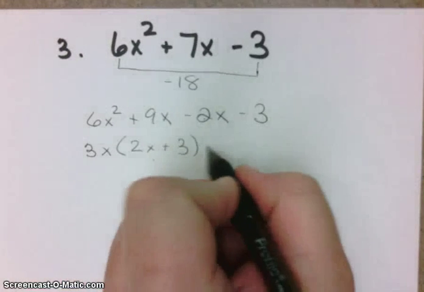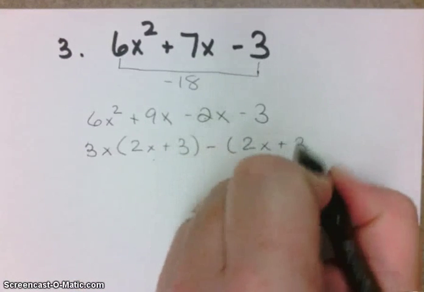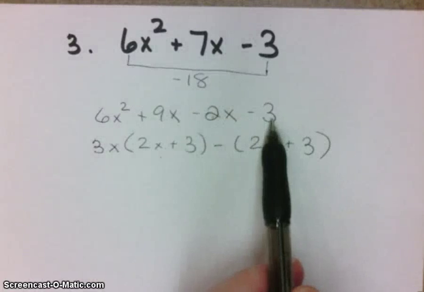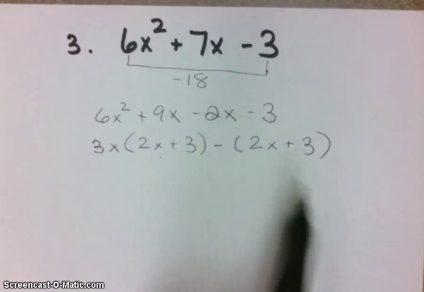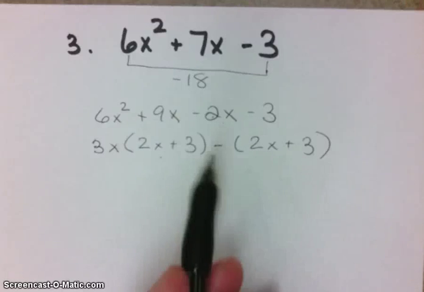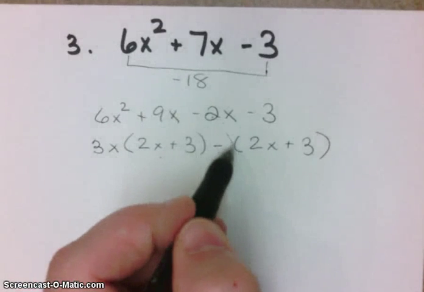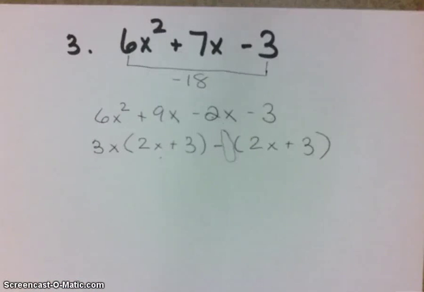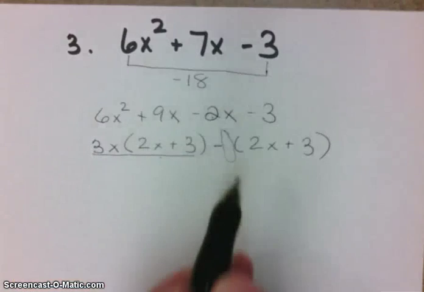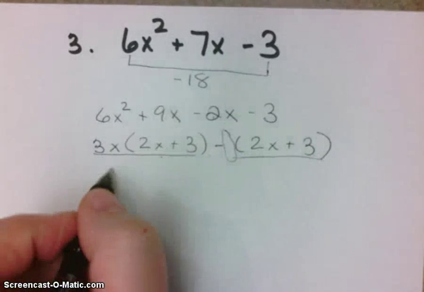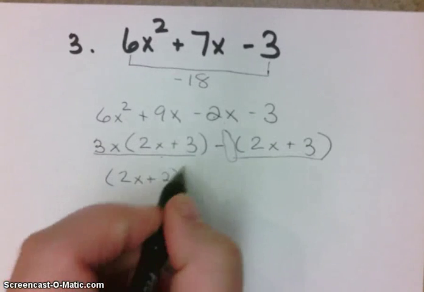We need to pull out a common negative. If we take a negative out of this 2x and a negative out of this 3, they'll both become positive, and now we've got this negative out in front. Don't forget that there is actually a number right here. There's a 1, and so when we go ahead and finish this factorization, we have to take into account that that 1 is there. So we're going to take a common factor of 2x plus 3 out of this term, and 2x plus 3 out of this term, and we're going to put it out in front.